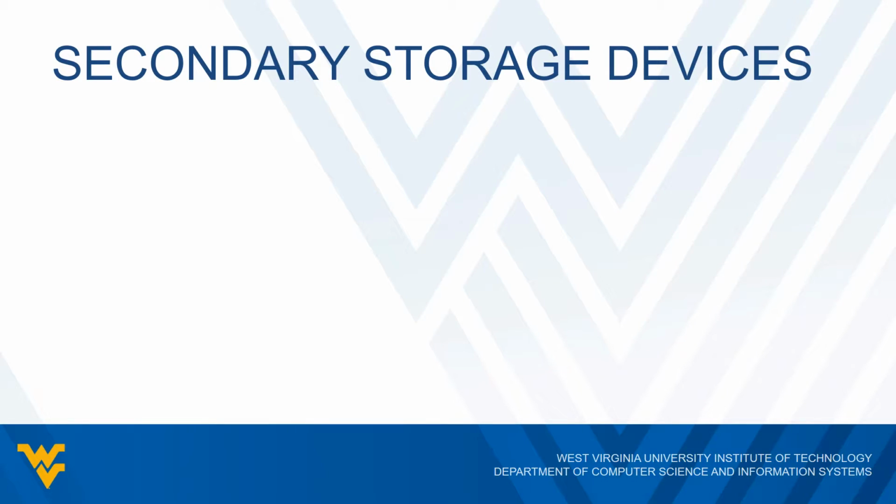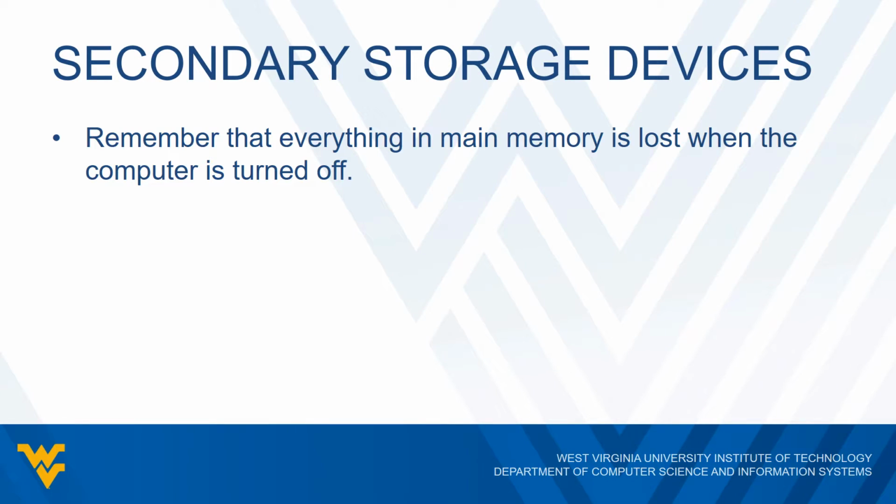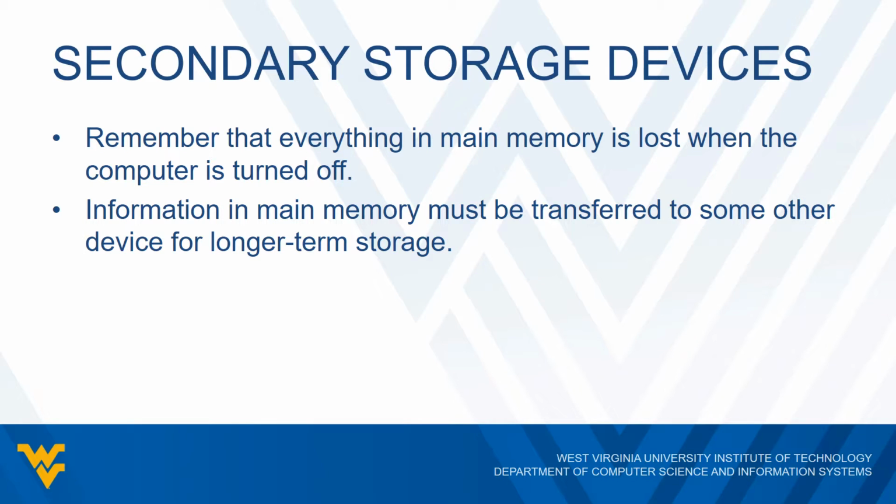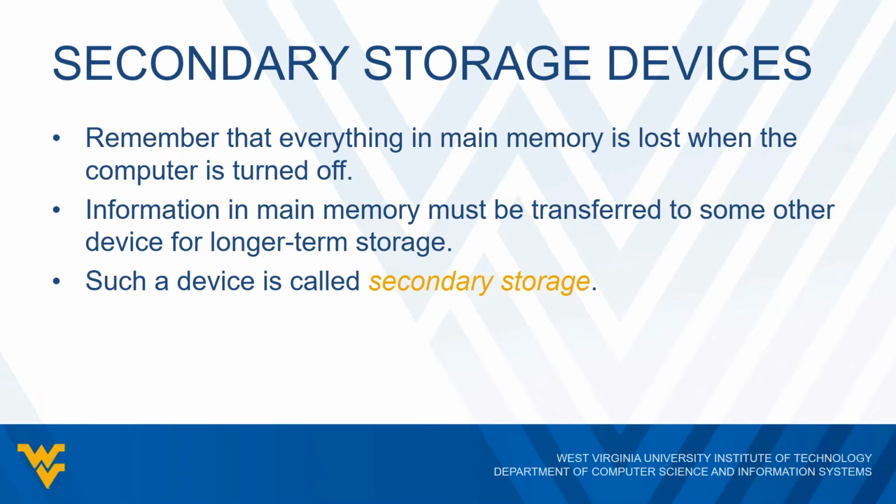As we've already said, if we have something in main memory and we lose power, we just lost everything that's in that main memory. So it would be good if we had another place to store stuff. We need to have it in some other type of storage device that's on a more permanent basis, a longer term storage device. And we have those devices. Those are called secondary storage.